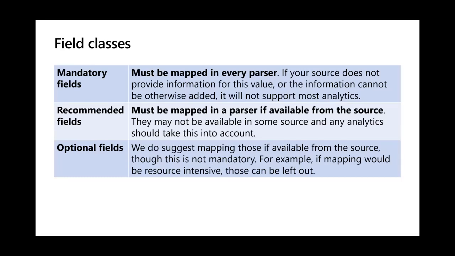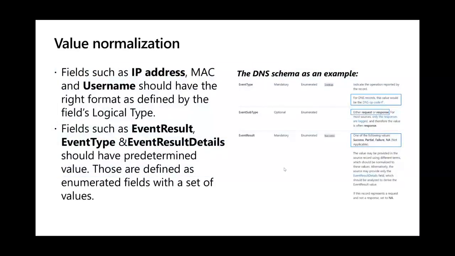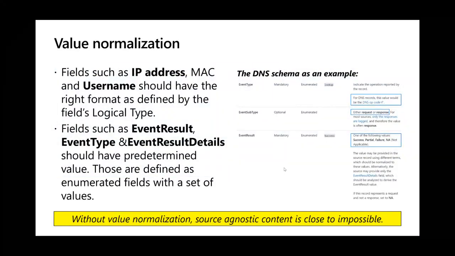I did discuss in length value normalization. I brought an example of event result. This is really important because without value normalization, source agnostic content is close to impossible. So when we ask that the parser gives you just specific event values for event result, it is really important. When you do things at your organization, it's your choice. When you contribute, we will verify those when we approve and include parsers.